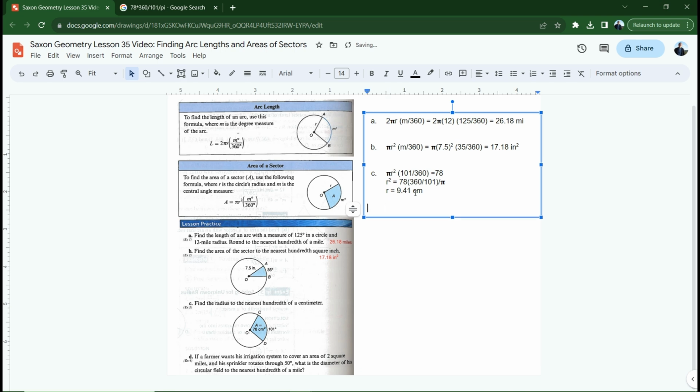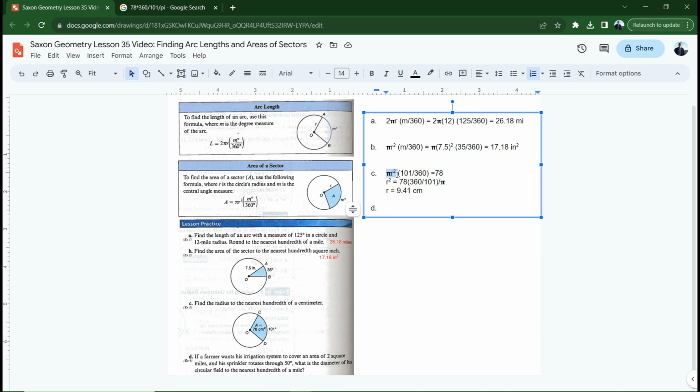And then finally, letter D. If a farmer wants his irrigation system to cover an area of 2 square miles and his sprinkler rotates through 50 degrees, what is the diameter of a circular field to the nearest hundredth of a mile? So I'm looking for the diameter of the field. I'm not able to calculate diameter directly, but I can calculate the radius, and that's what I'm going to do. So I'm using the same technique I just used with a word problem now to calculate the radius.